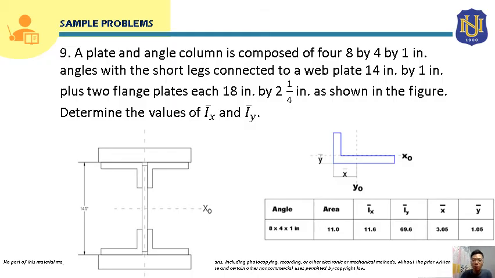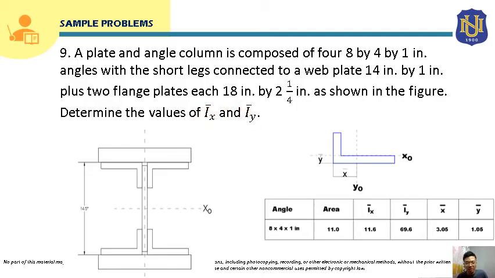Okay, plus 2 flange plates. So the flange plates are these two plates, one at the bottom and one at the top. This flange plate is 18 inches wide, and the height is 2 and 1/4. Now same here, what we're going to do is solve for the Ix bar and Iy bar.